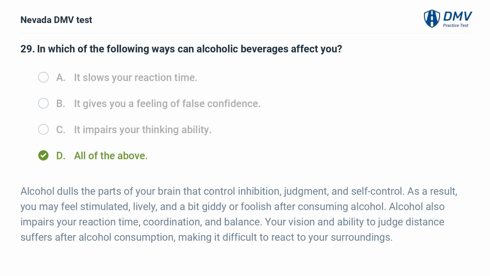Who is required to wear a seat belt in a moving vehicle? A. The driver. B. Child passengers. C. Adult passengers. D. All of the above. The answer is D. In Nevada, all occupants of a moving vehicle are required to wear a seat belt. Children under the age of 6, and those who weigh less than 60 pounds, must ride in an approved child restraint system.